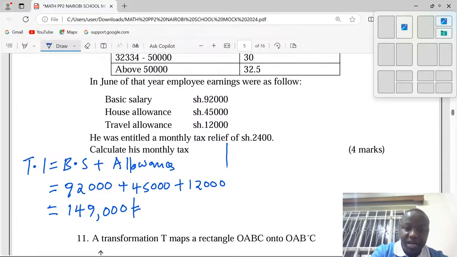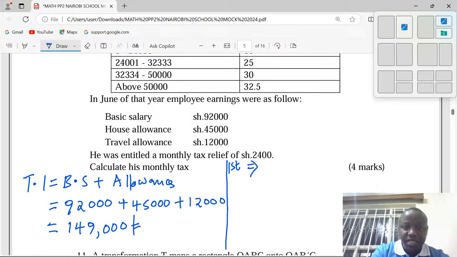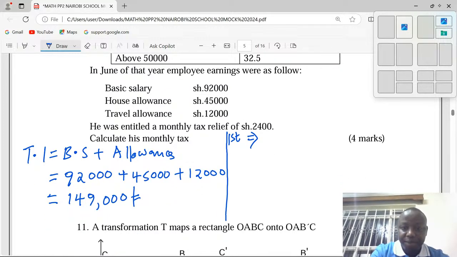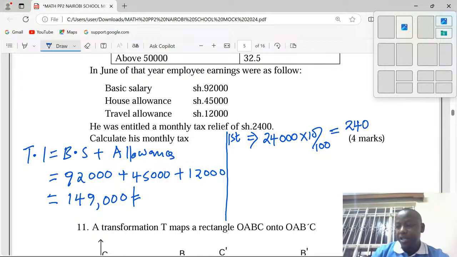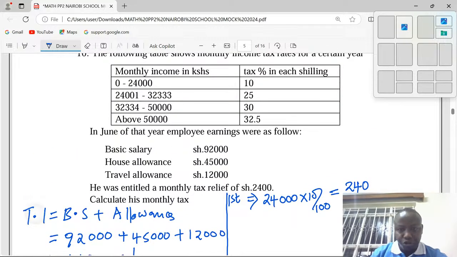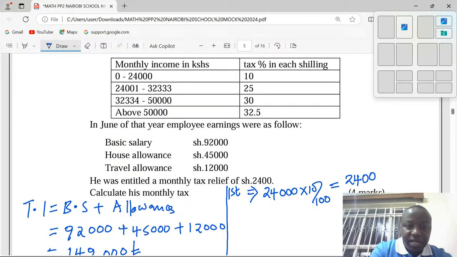So let's begin the taxation, whereby in the first band, we're going to tax 24,000 at the rate of 10%. This is going to give us 2,400 Kenya shillings as the tax. 10% of 24,000 is 2,400.